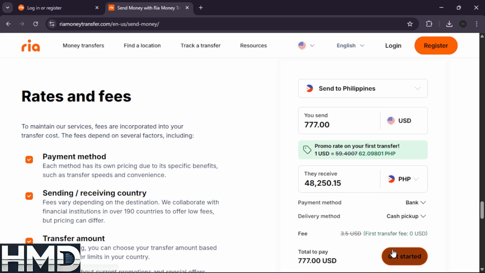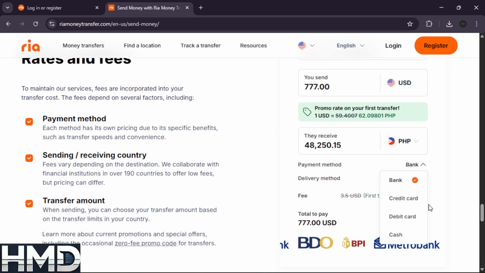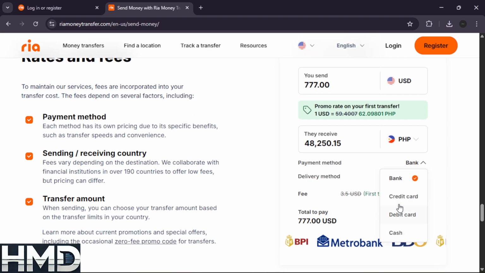Next, choose how to pay and receive. Now you need to pick how you will give the money to the system and how the other person will get it. Look at the choices like using a card or a bank account. Pick if the person should get the cash at a store or have it sent to their bank.